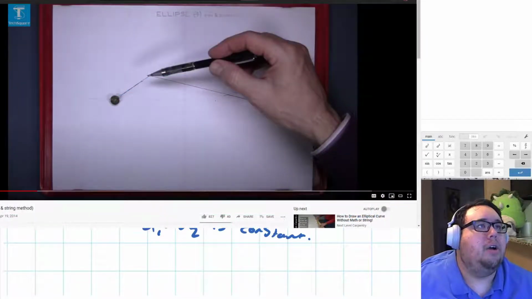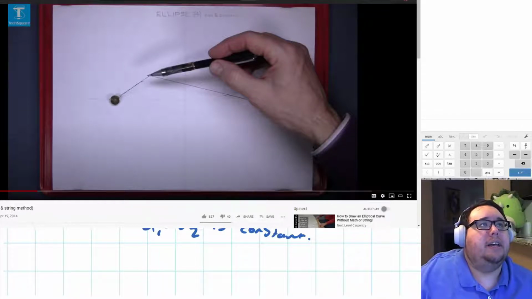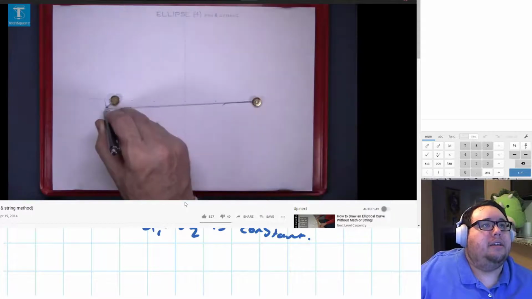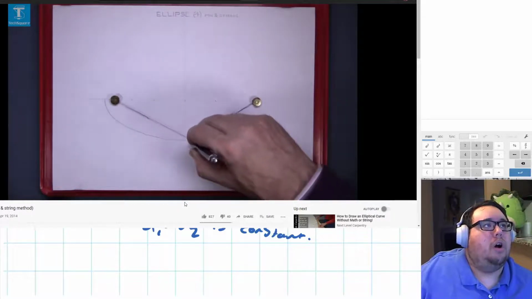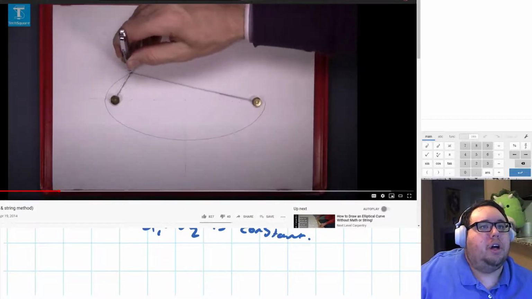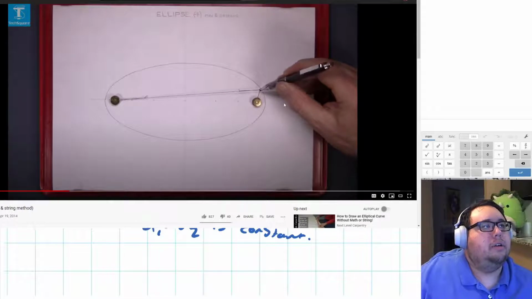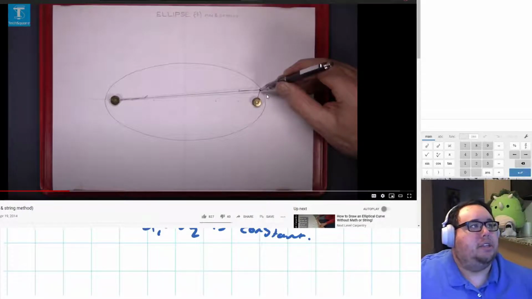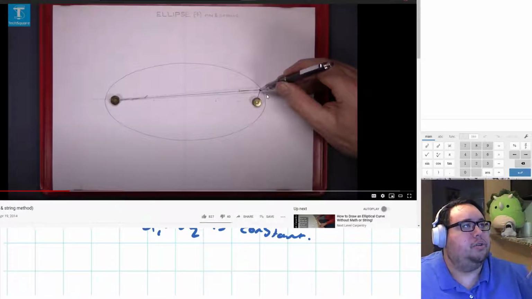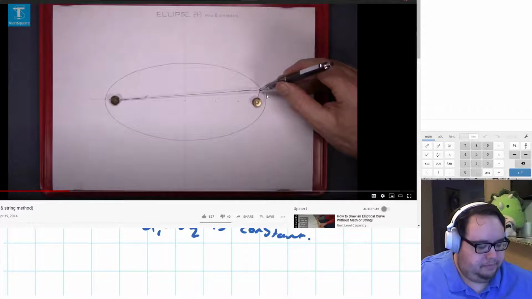So notice how he has a pin on the right-hand side and a pin on the left-hand side. And then he's going to draw the ellipse with the taut string. So notice how he has the two pins, and the pen sort of nestled in the string there, and that makes a perfect ellipse.